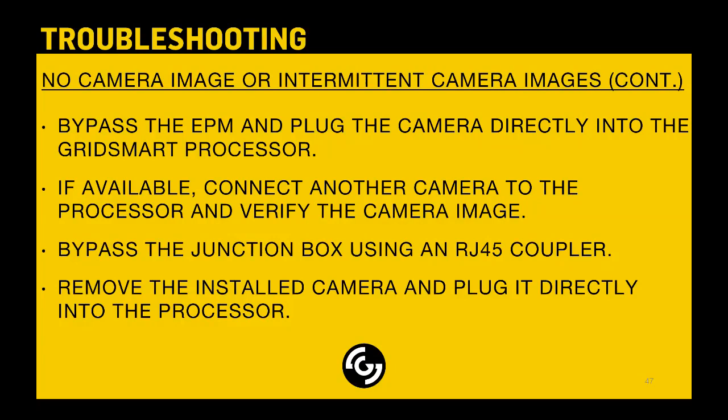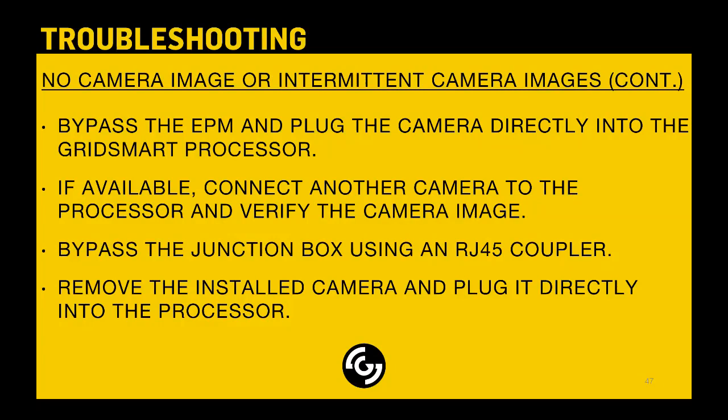If you have one available, a second camera is useful to plug into the camera or into the processor to validate that the processor camera ports are still functional. The next thing you can do is bypass the junction box using an RJ45 coupler.